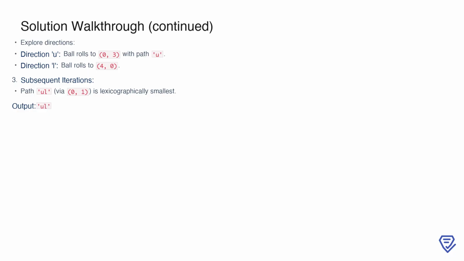The path UL, which moves upward to 0, 3, and then left to 0, 1, is found to be the shortest. Additionally, since it is lexicographically smaller than other potential paths, it is selected as the optimal solution. The heap ensures that shorter and lexicographically smaller paths are processed first, allowing the algorithm to efficiently determine the result. Thus, the output for this example is UL, representing the shortest and lexicographically smallest path to the hole.